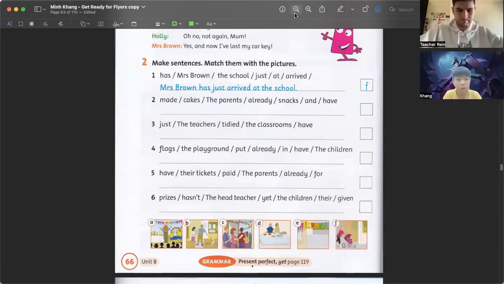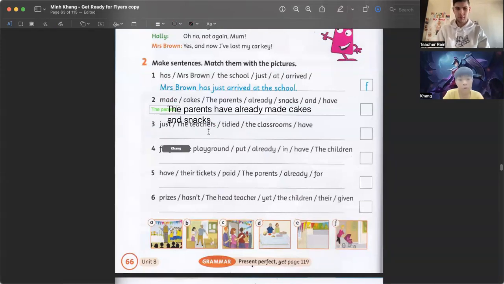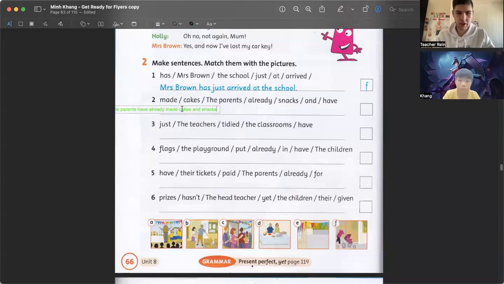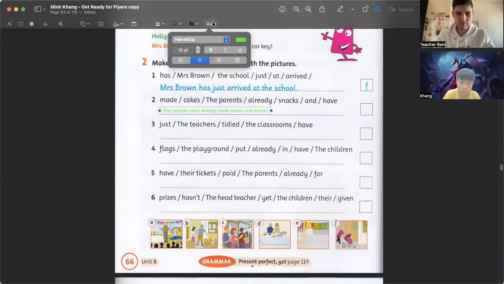Okay, let's look at number 2. Make or made cakes, the parents already, snacks, and have. Okay, what would that sentence be? What do you think? I will help you with the first one. The parents have already made cakes and snacks. Very good. There we go. F.